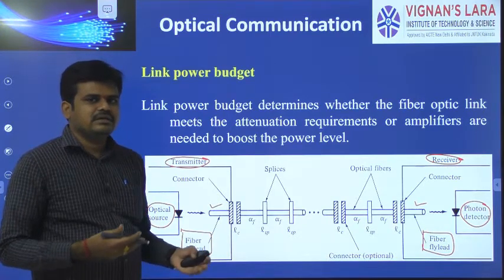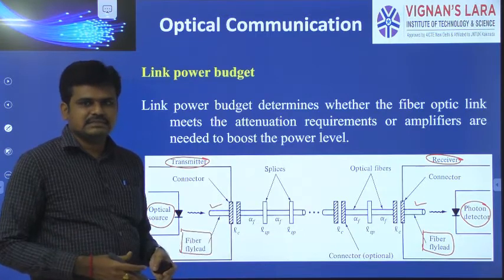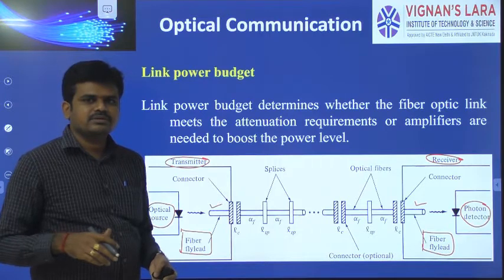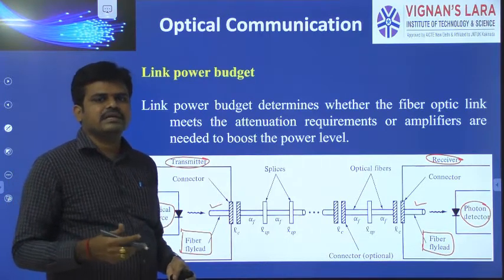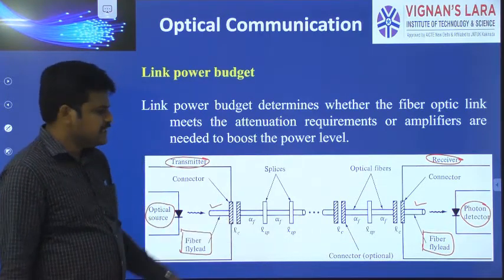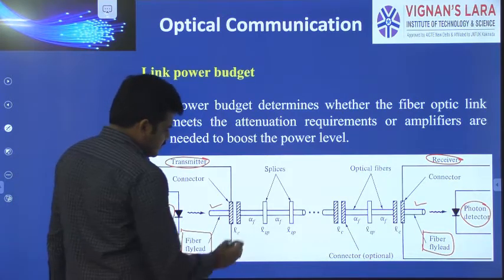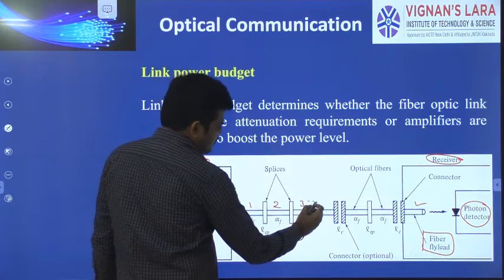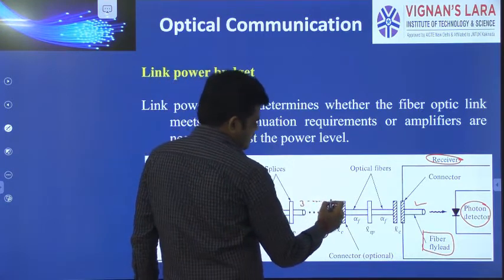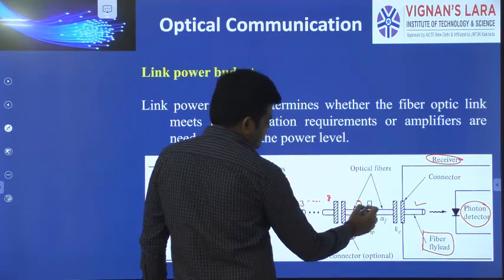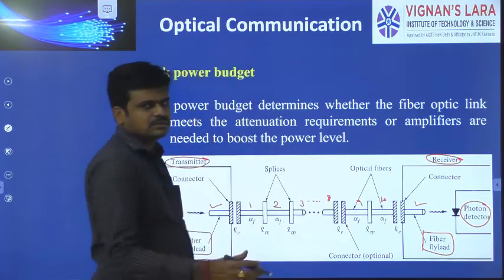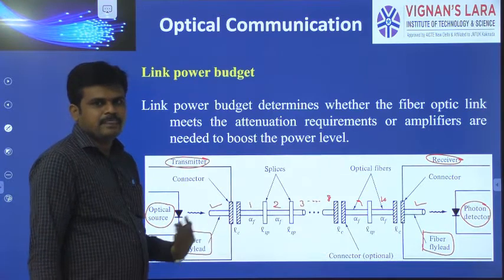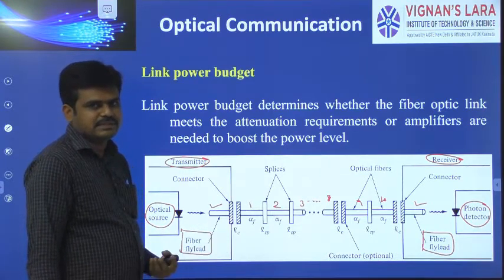So for example, the optical fiber length is 200 meters, as I said. For every 200 meters you need to join two optical fibers with a connector. The same thing is happening here. This is one optical fiber, this is 2, this is 3 and so on, say for example 8, 9, 10 and so on, depending upon the length of the transmission distance.